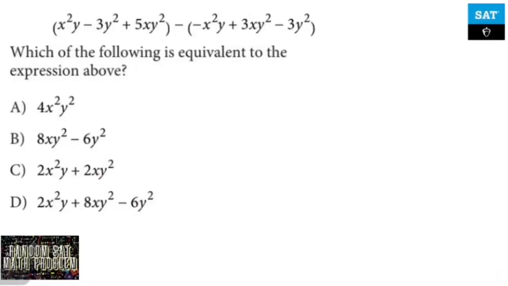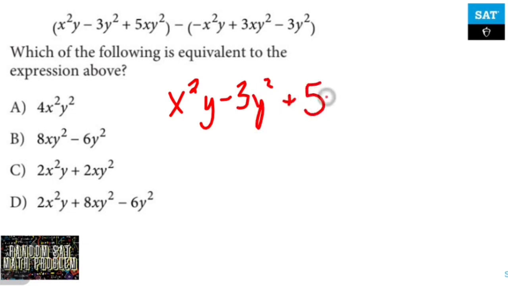Which of the following is equivalent to the expression above? All right, looks like we're doing a gross combining like terms problem up here. When you have parentheses, if there's nothing in front of the parentheses, you don't need them. However, if you have a negative in front of the parentheses, you distribute the negative. So in red, I'm just going to rewrite the first parentheses, x squared y minus 3y squared plus 5xy squared. And with the second parentheses, because what you have in front of it is a negative, you distribute that negative. Essentially, everything in here, you flip the sign.